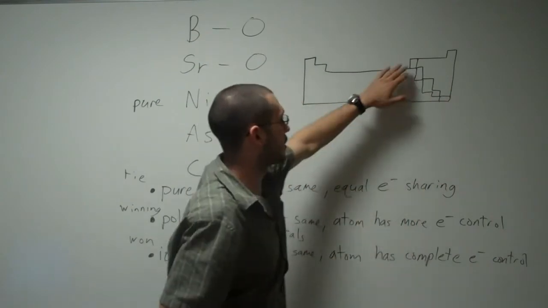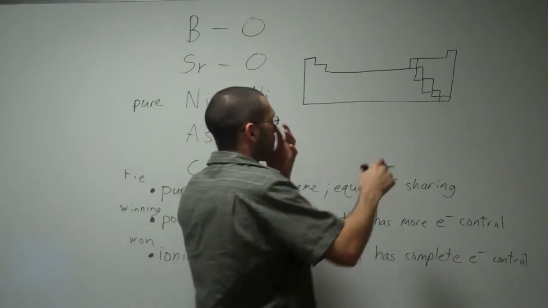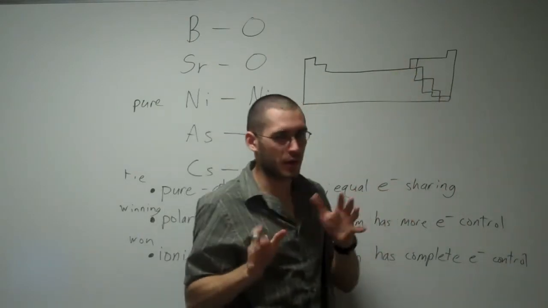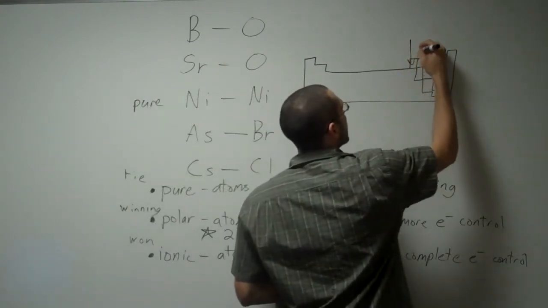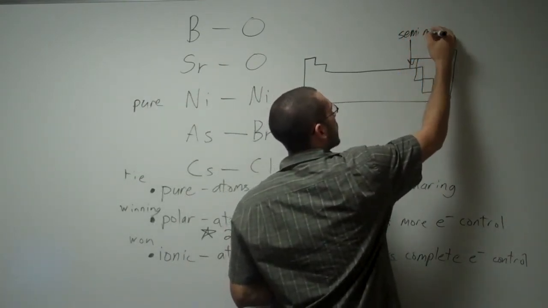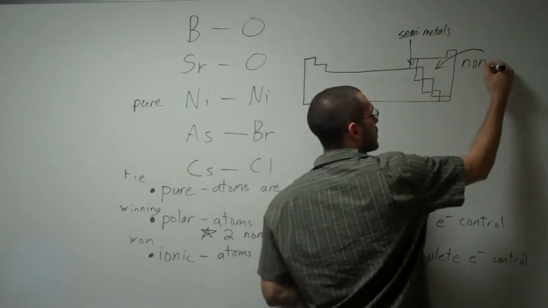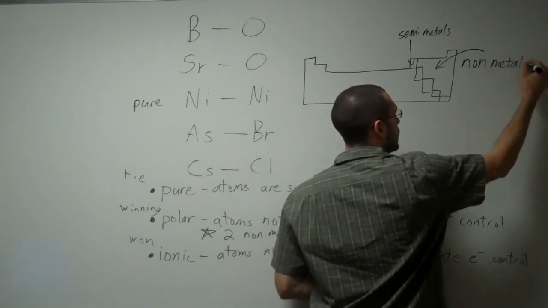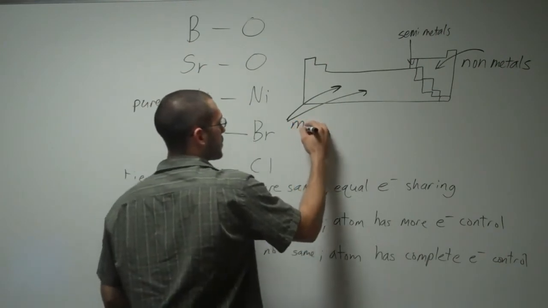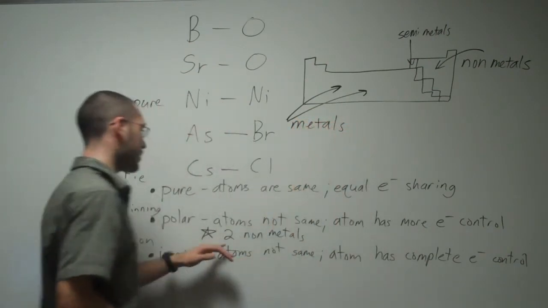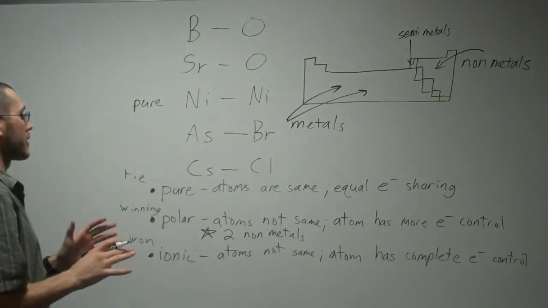This is my little example of the semi-metals down here in this little diagonal. They usually have a different color in your book. These are going to count as nonmetals for our purposes, although technically they're only semi-metals. Over here on this side are the nonmetals, and all over here are the metals. Whenever you have two nonmetals, two guys from this group, they're going to make polar bonds.